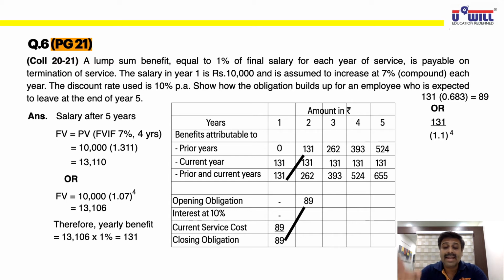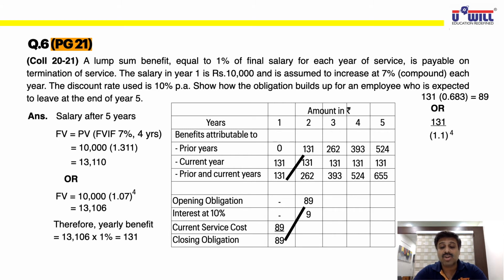Now 89 into 10%, what will be the interest? 8.9, rounded off to 9 rupees. What did I tell you is interest? Interest cost is the interest on opening balance of provision. So opening balance of provision 89 rupees, on that 10% is 8.9, which means 9 rupees is your interest cost.